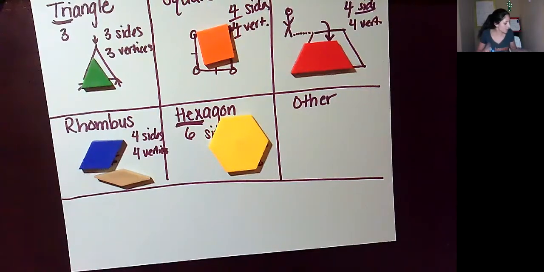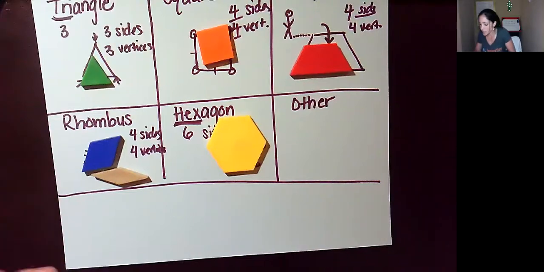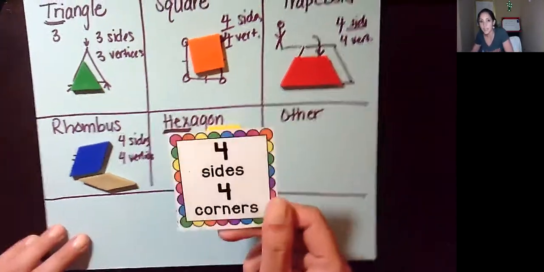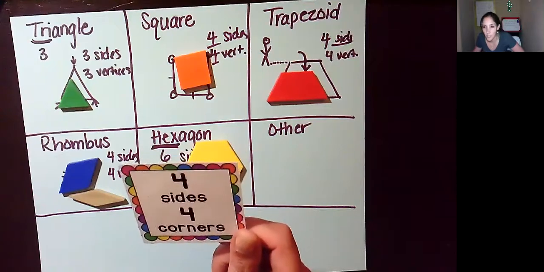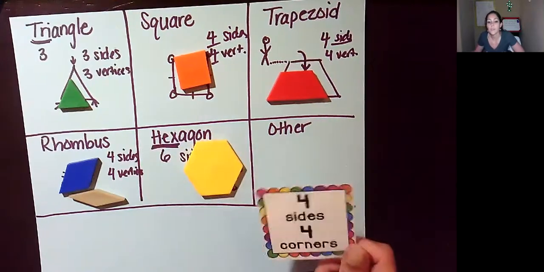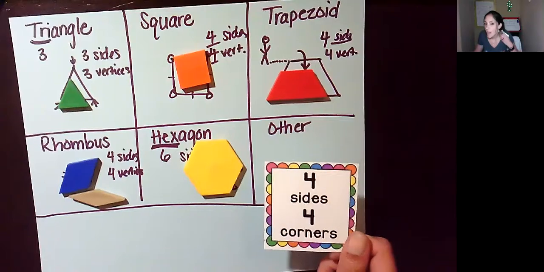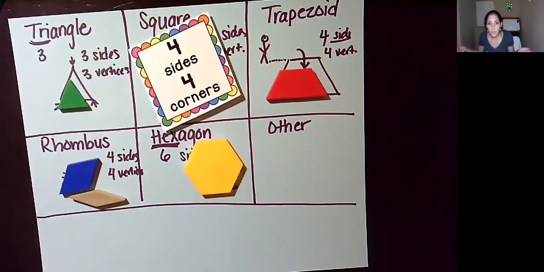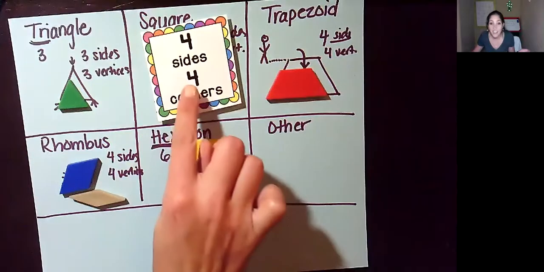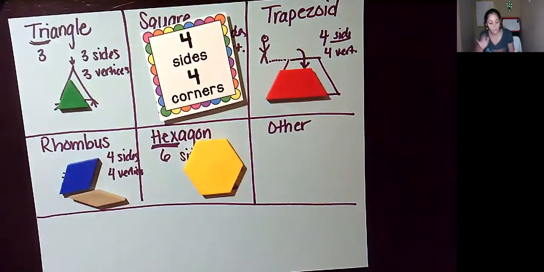Okay, if I were going to sort those attributes, and I said, okay, friends, can you help me find a shape that has 4 sides and 4 corners, or vertices, because we're mathematicians? What would you say? What was that? Did you say square? I think you did. Square has 4 sides and 4 vertices. That's not the only answer that could fit there, so if you said something else, that's okay.